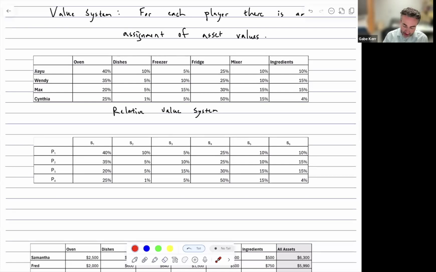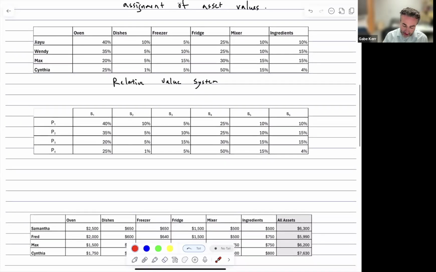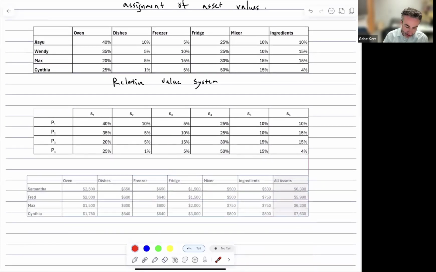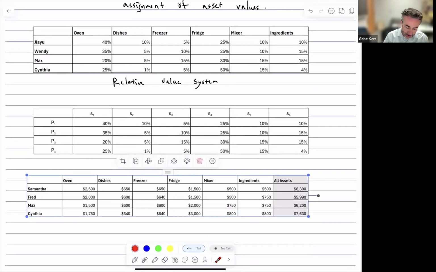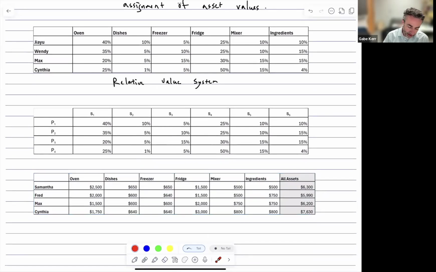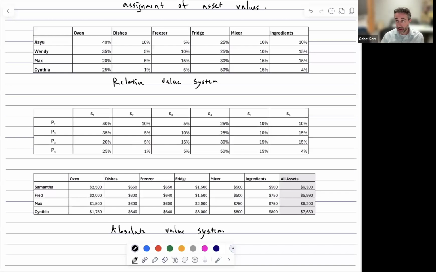So this is a relative value system, but you could also set up this absolute value system. And okay, this is a slightly different set of people, but the same kind of idea here. So this is an absolute value system. And again, it is each individual player's assessment of the value of an asset that goes into this table. So, again, if you're looking at Fred, Fred thinks that the oven is worth $2,000 or thinks that the mixer is worth $500.